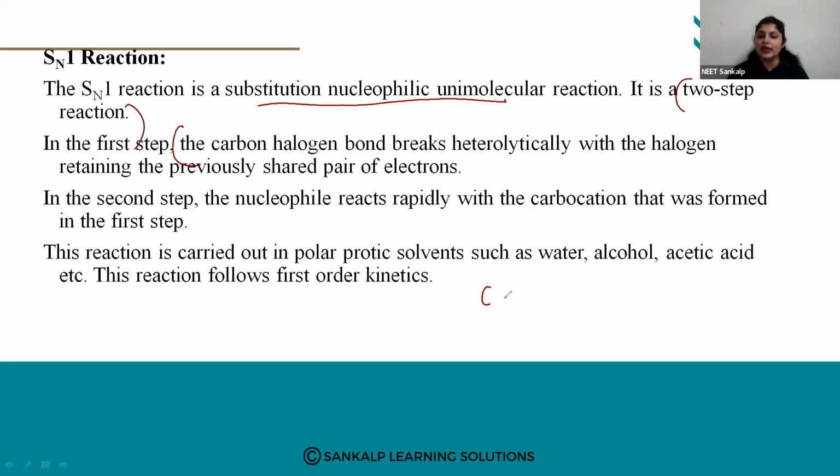So I can just write it like this. This is a carbon halogen bond. It will break heterolytically. As a result, the halogen will take its shared pair of electrons with it, and your carbon will be left with a carbocation. So it will form a carbocation. What will happen in the second step? In the second step, the nucleophile, which is electron rich, will attack your carbocation. So this is your second step.